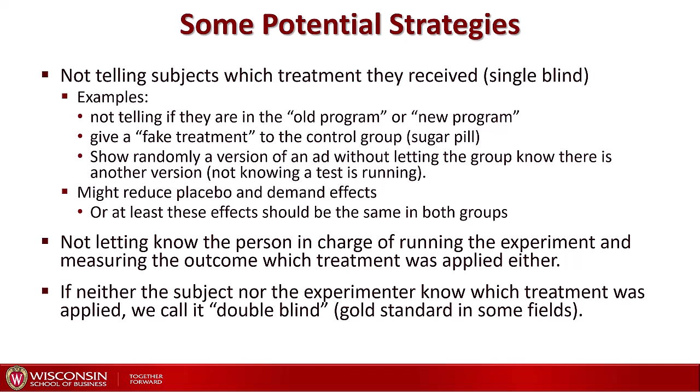A second strategy is not letting know the person in charge of running the experiment and measuring the outcome which treatment was applied either. If neither the subject nor the experimenter know which treatment was applied, we call it a double-blind study, and this is the gold standard in some fields, especially in pharmaceuticals and medical fields.